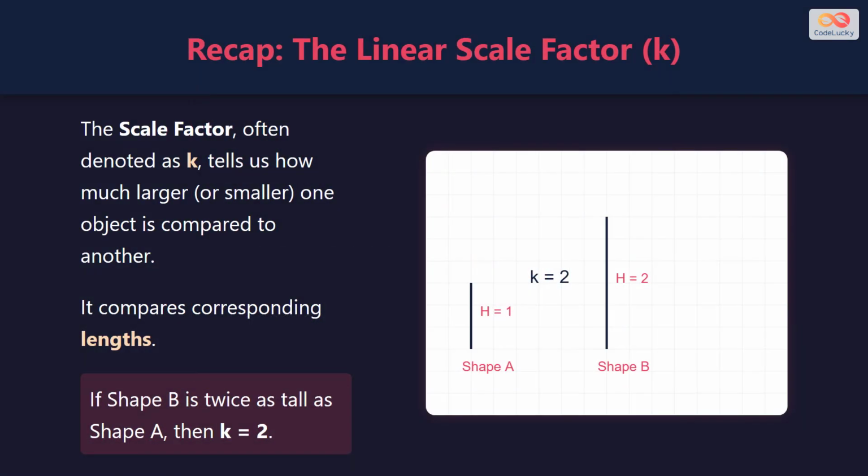First, let's quickly review the basics. The scale factor, often written as the letter K, is simply a multiplier. It tells us how much larger or smaller one object is compared to another in terms of length. If shape B is twice as tall as shape A, then our scale factor K is 2.